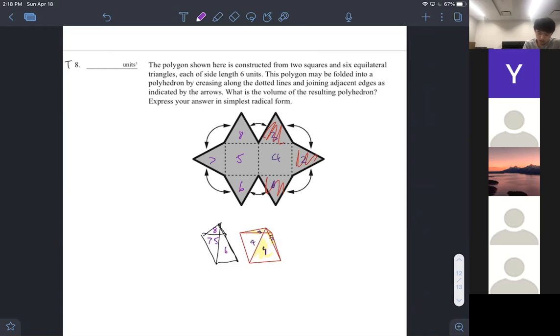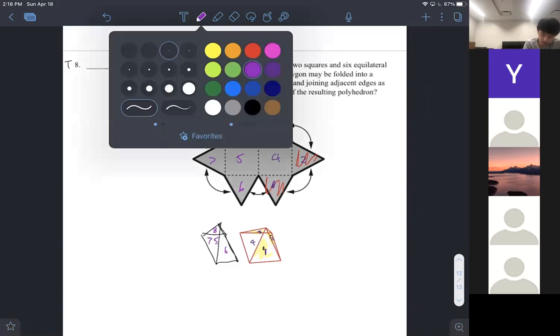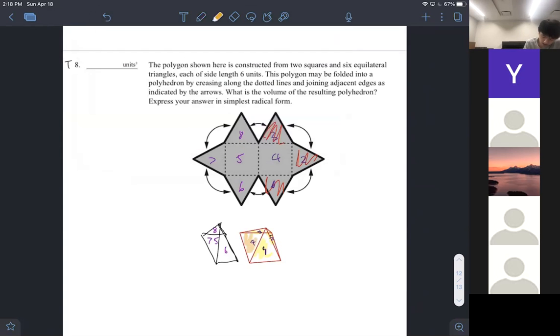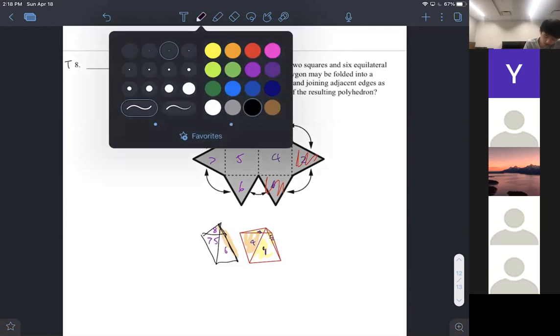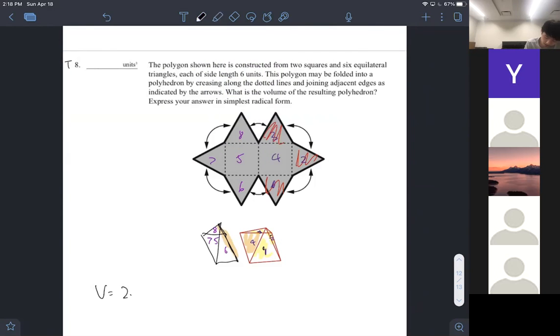And when that happens, the empty spaces we had over here and over here just get merged together. And so really the total volume is just 2 times the volume of one of the smaller ones. The volume of one of the smaller ones is base times height over 3, which equals 2 times the base, which is 6 times 6. It's a square, 36. The height's a bit more tricky, actually.